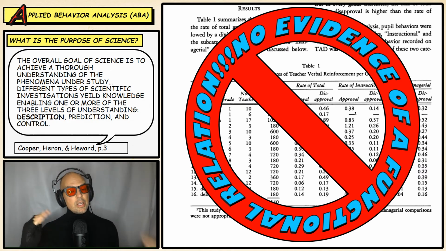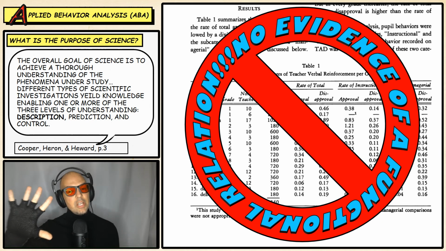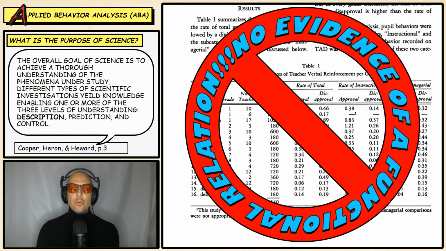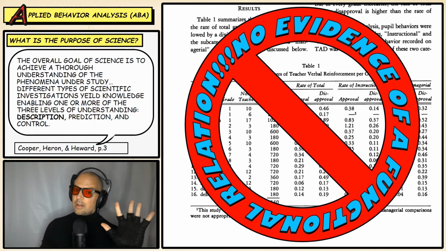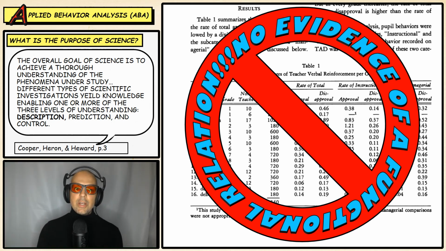So prediction gave us the possibility that a functional relationship exists, and now it's up to experimentation to find out if there is a functional relationship. And if we find that functional relationship, then we have control. Then we can change one event by manipulating a second event. So we can change a problem behavior by manipulating the cause of the problem behavior, and that's what we're going to be doing in functional analysis of behavior.